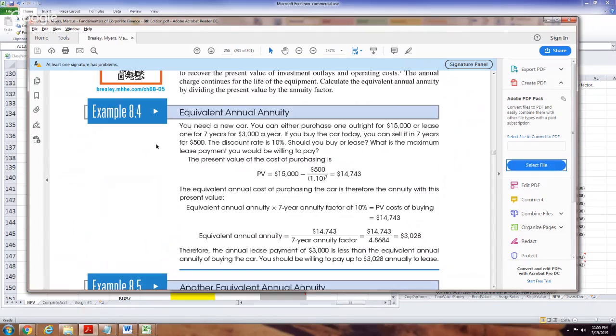Buy a new car. Funny enough, you can purchase one for 15,000. Very low end Toyota, you can get it for 12, 15, something like that. Or lease one for 7 years at 3,000 a year. If you buy that car today, you can sell it in 7 years for salvage value. So that's what we're looking at. This is a buy or lease problem, and you're trying to figure out which one of those you are going to do.